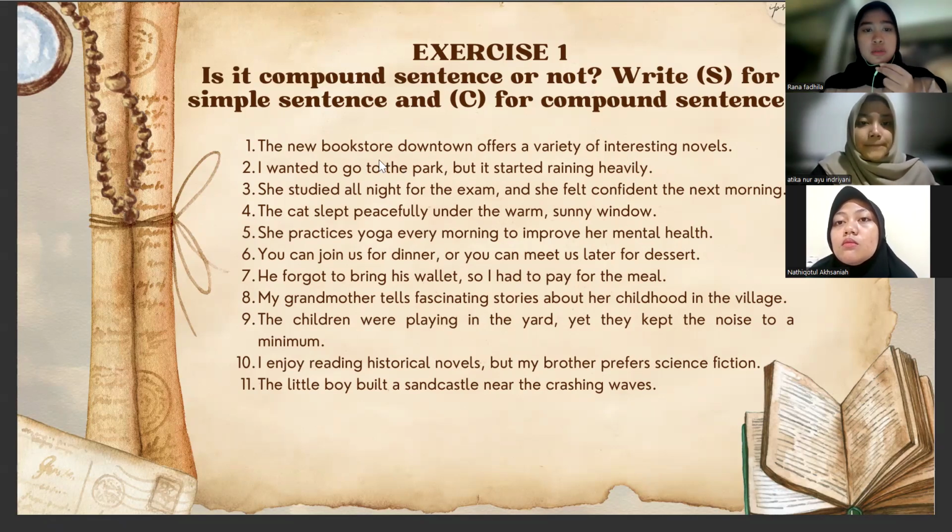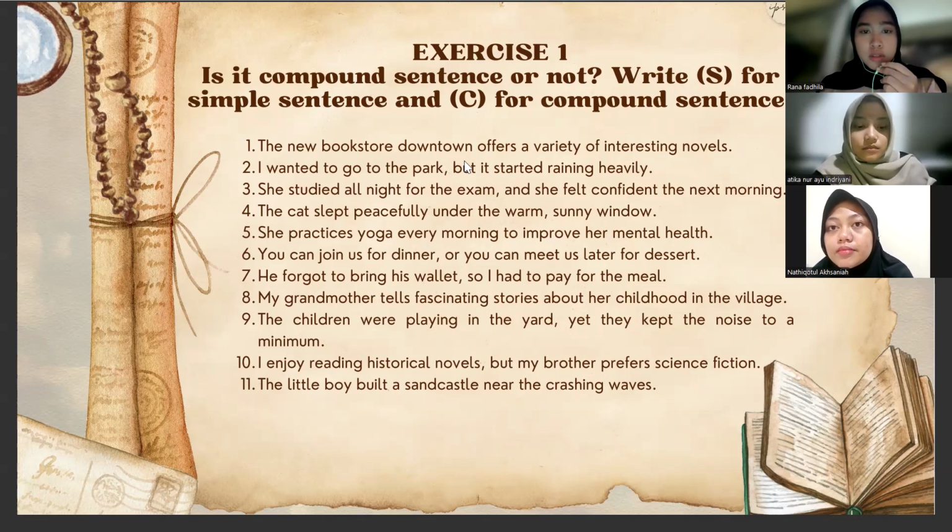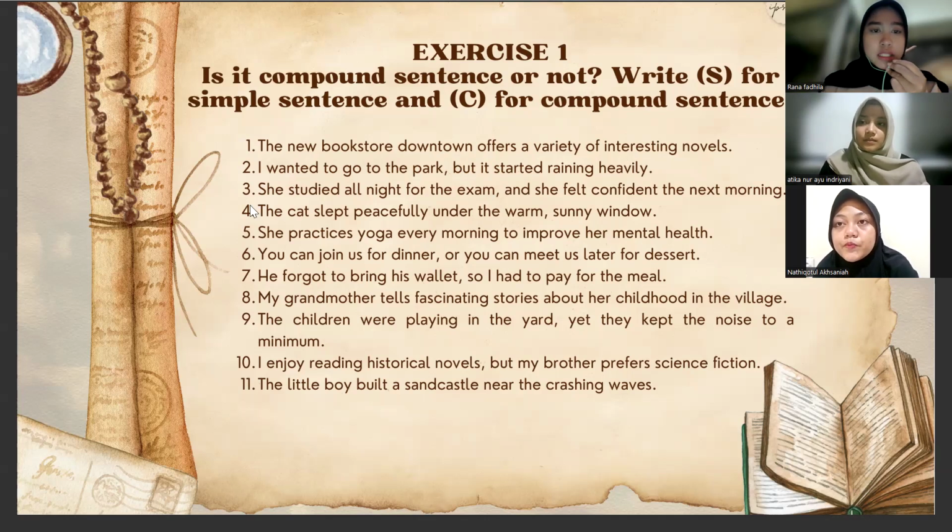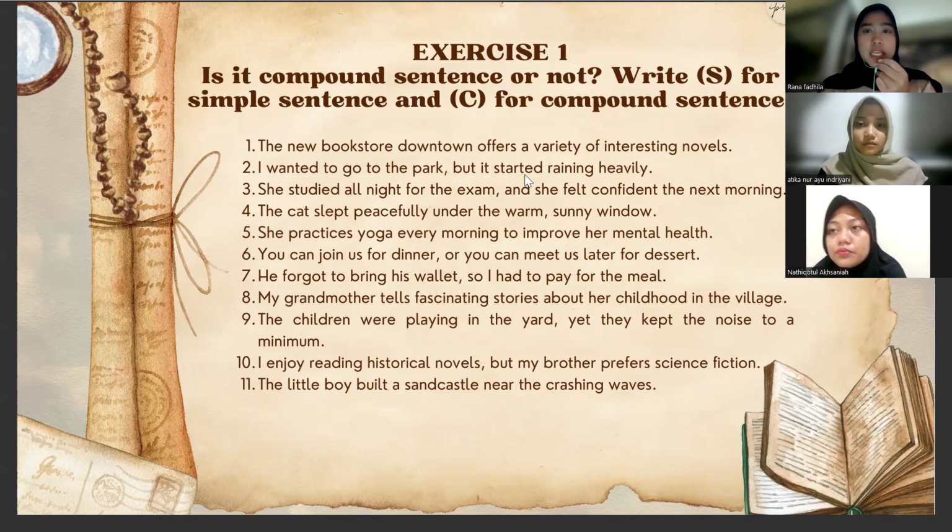And number 2: I wanted to go to the park, but it started raining heavily. In number two, we can see the coordinating conjunction "but": "I wanted to go to the park," and another sentence, "it started raining heavily." And the third is: she studied all night for the exam and she felt confident the next morning. We can now differentiate number three by the coordinating conjunction "and." So we can know that the sentence in number three is a compound sentence.